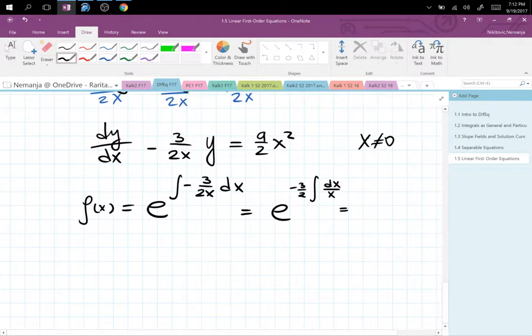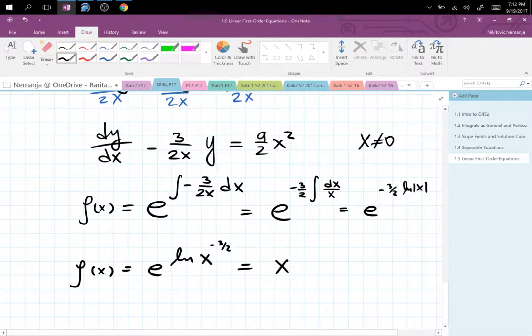All right, so the integral of dx over x is ln absolute x. Very good. We are not going to use plus c in this case, so we have negative 3/2 ln absolute x. Now, we have more stuff to do here. So we have e to the ln x raised to the negative 3/2. And then e and ln cancel, so the integrating factor turns out to be x to the negative 3/2. Are we all agreeing on this?